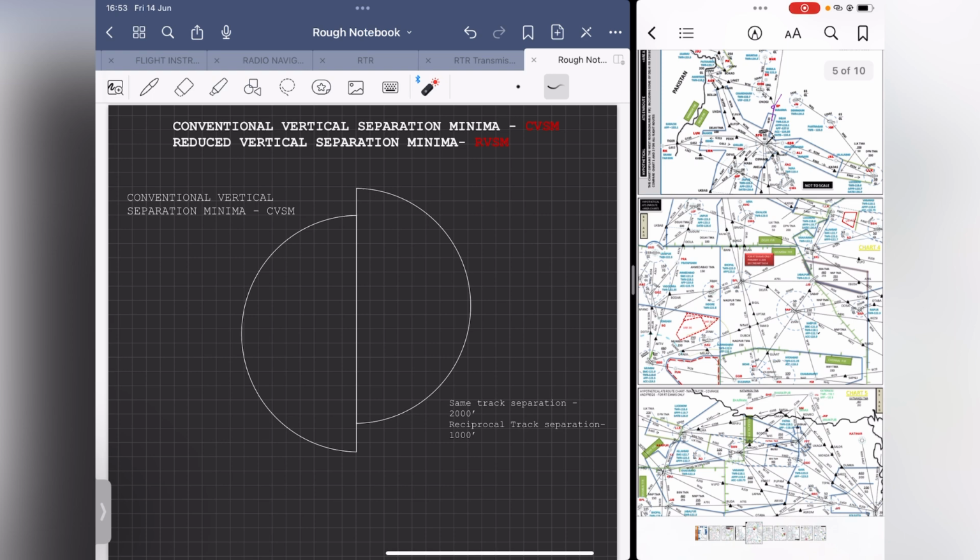CVSM by definition and by full form stands for Conventional Vertical Separation Minima. What this means is this was an older system of vertically separating aircraft. If I were to explain it in one line, CVSM says that the minimum vertical separation between aircraft has to be 2000 feet. Meaning, let's say one aircraft is at 30,000 feet, the other aircraft, whatever it is, can only be at 32,000 feet, or it could be at 28,000 feet. Okay, that's what CVSM says. But let's see how the system was made.